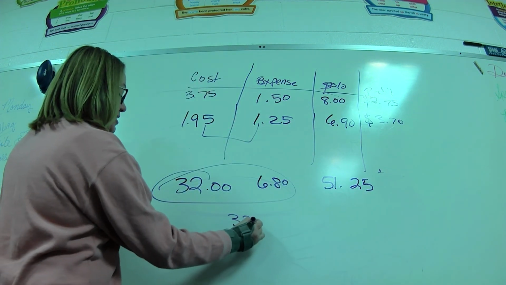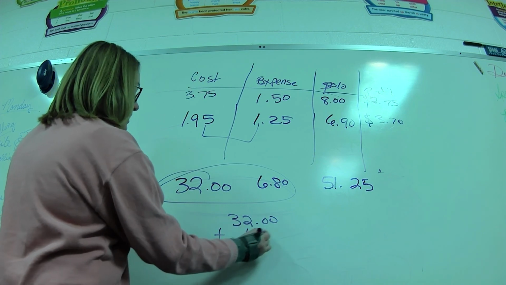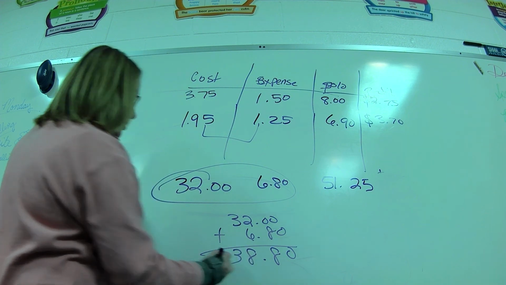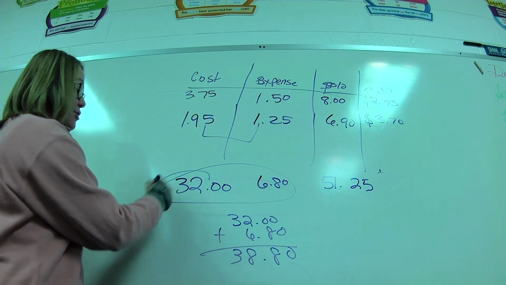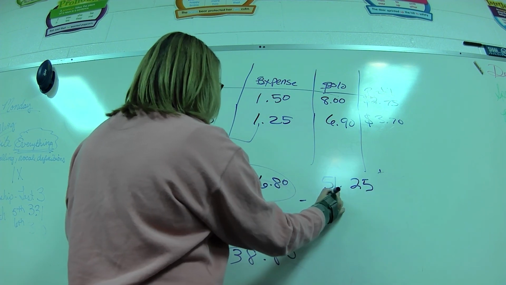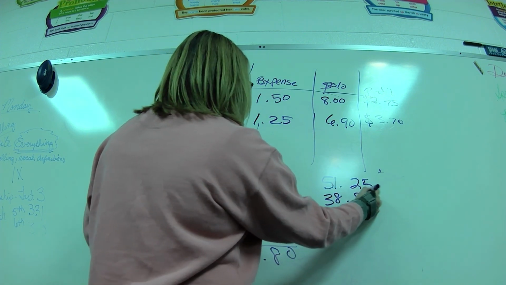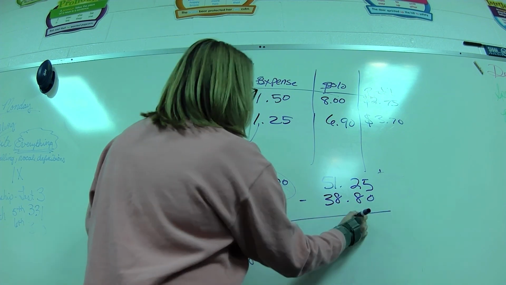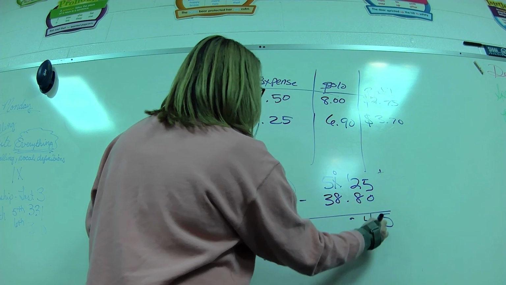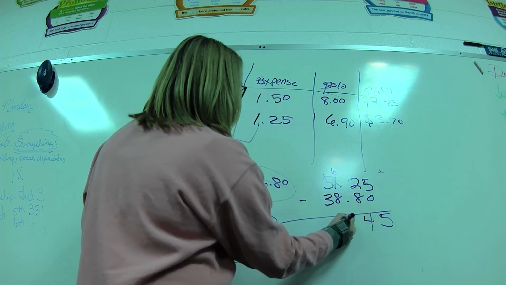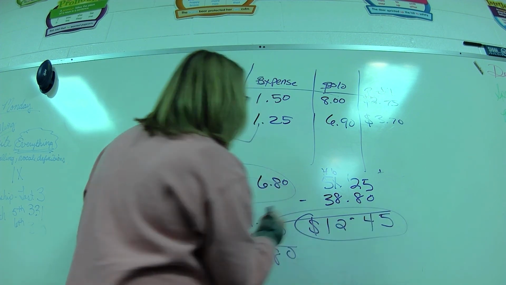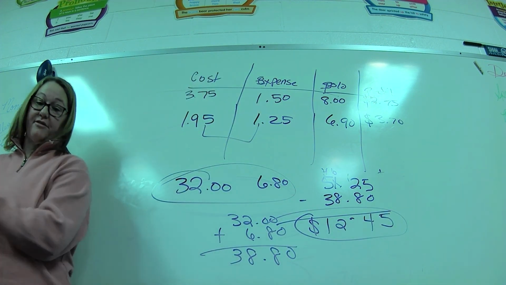So $32 plus $6.80 gives me $38.80. That is the total for the seller, and we're going to sell it for the $51.25. So we've got to subtract $38.80. Let's see what the profit is. 5 subtract 0, 12 subtract 8, 10 subtract 8, 4 subtract 3. So his profit on the electric blanket was $12.45.